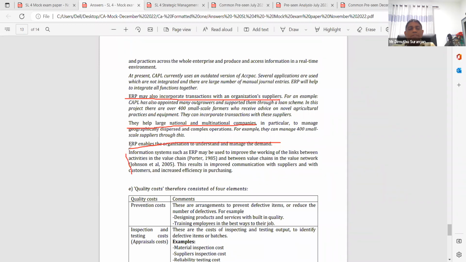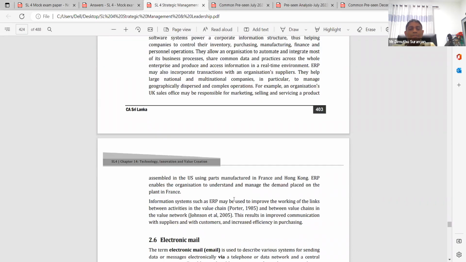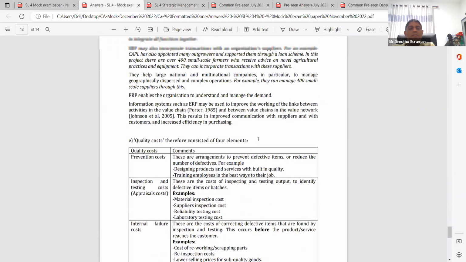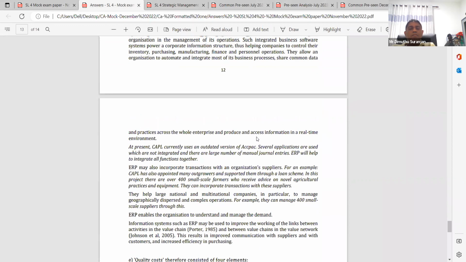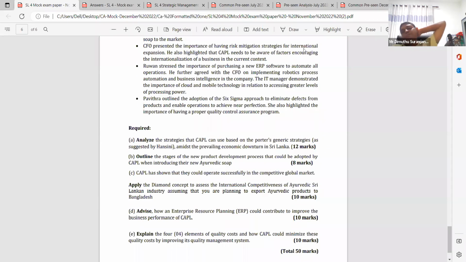Then again, see this theory part. Extract from the theory and connect with the given scenario. So that's the work done here. Right? So now these points are extracted and presented in a logical manner. Right, any questions?